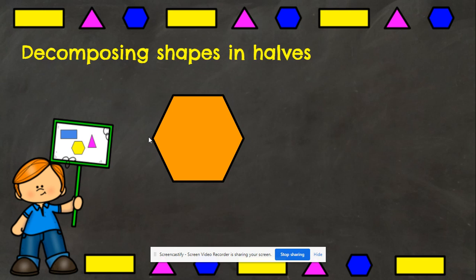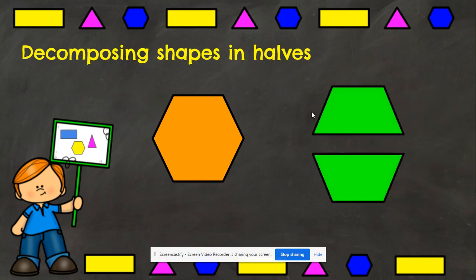So we're going to split this hexagon in halves. So when we split it in halves, we get two trapezoids.